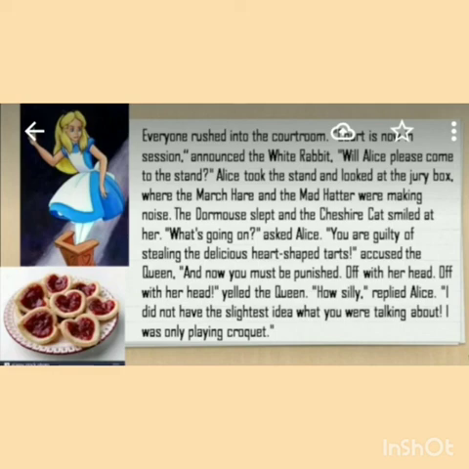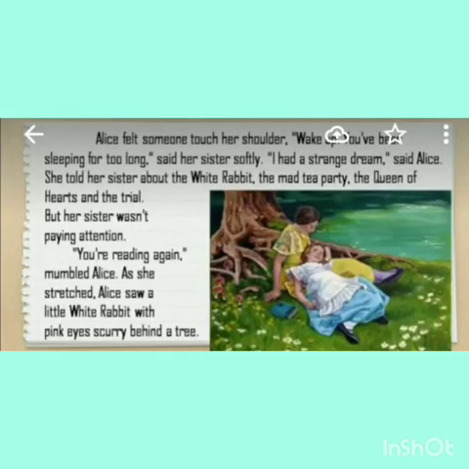How silly, replied Alice. For eating snacks and all, will you cut the head? Alice is saying this is silly. I did not have the slightest idea what you are talking about. I was only playing croquet. I did not do any mistake, the little girl is saying. I did not do anything wrong, why are you doing like this, Alice is saying. Okay. So see the last paragraph, children.